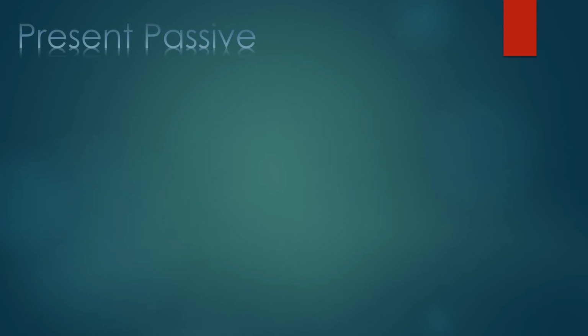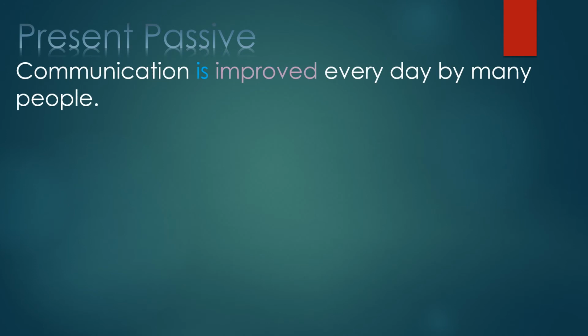Let's see what is the difference between present and past in passive voice. Present passive. Communication is improved every day by many people. So communication is the noun here that was the object and now is the subject. We have verb be in simple present, is, and improved, that is the past participle of the verb improve, which is regular. The rest, every day by many people, is the complement of the sentence that possibly was part of the subject of the active sentence, because people could be the original subject.